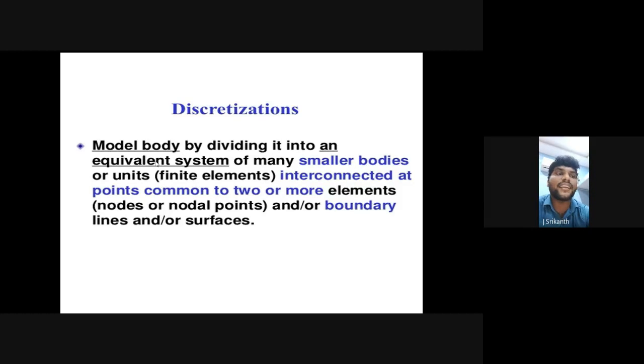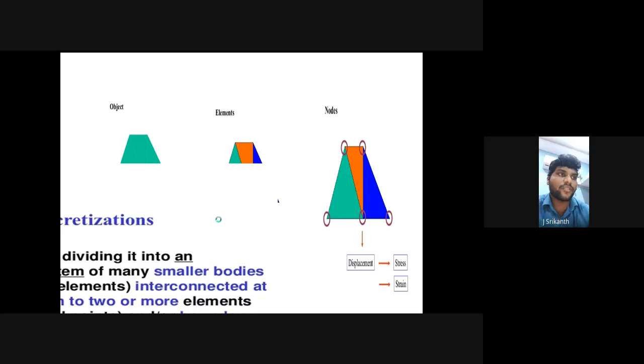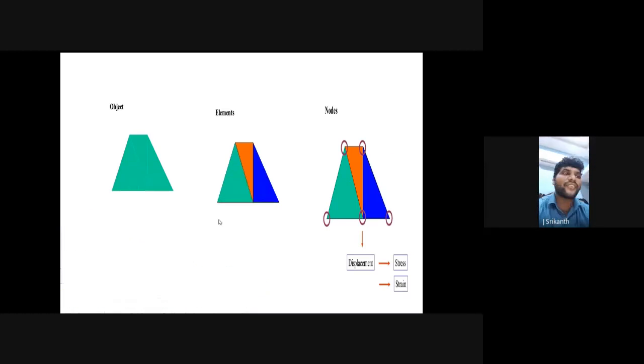This dividing process is called the discretization process. Okay, next one. This is an example of the discretization process. For example, we have an object. Object means only one element. So this is the whole body, for example. But this particular body will include three elements. Listen carefully once again. This is the object.